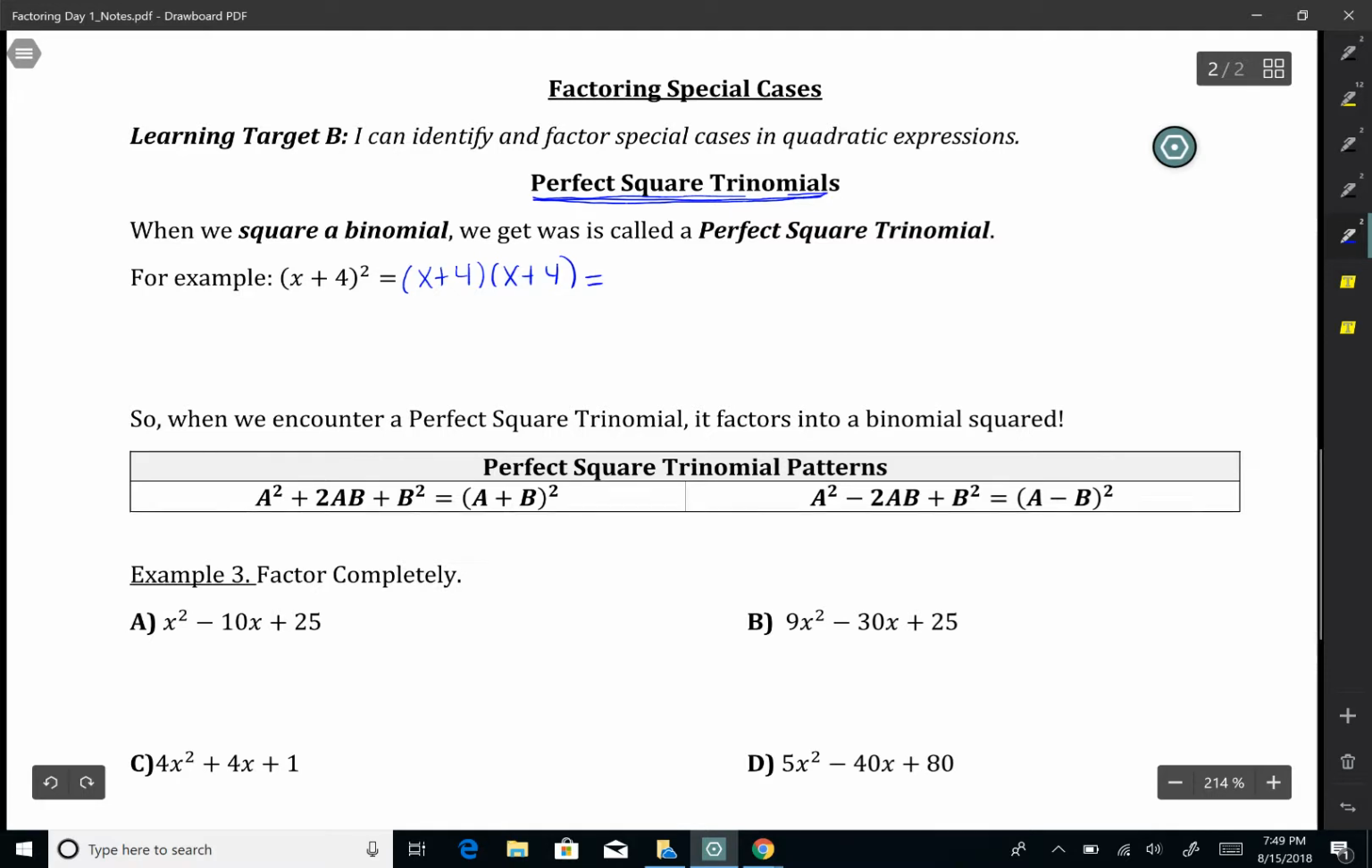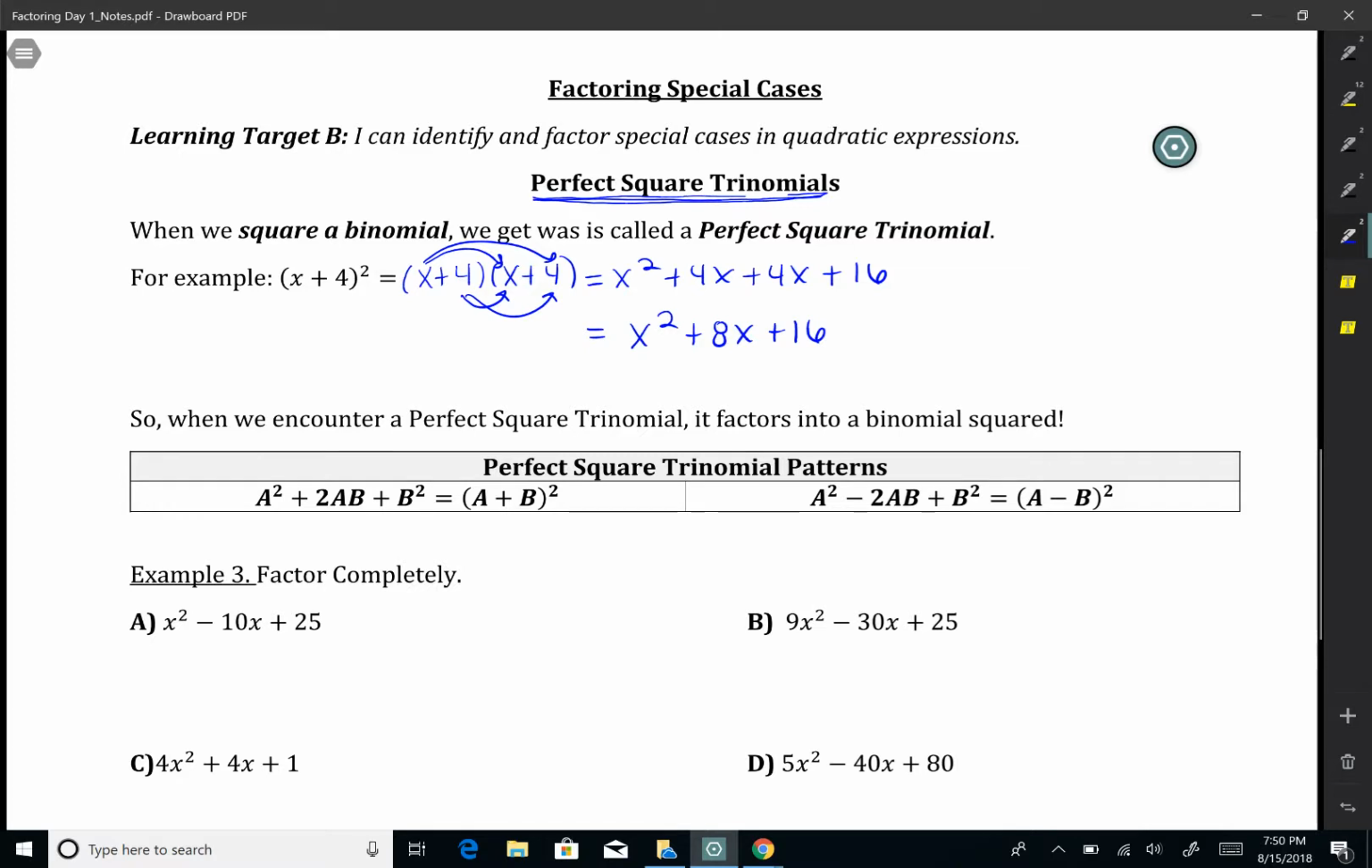And when I do that, distributing my x times x, I get x squared, x times 4, 4x. Then distributing my 4 times x, I get another 4x. And then 4 times 4, I get a 16. Combining my two like terms in the middle, the 4x, I get 8x. And then my last term is 16. What we have just gotten is a perfect square trinomial, named that way because the first big hint is that your first term and your last term are perfect squares.